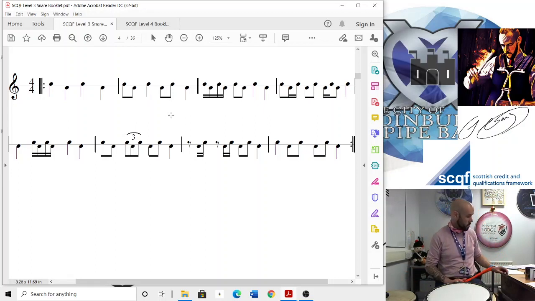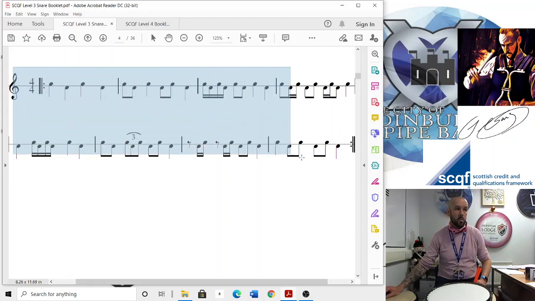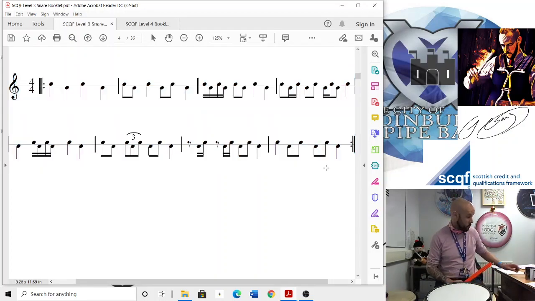Done. So we're ready to do the whole exercise, top to bottom. So the whole 4-4 exercise with the repeat. And then that's the whole page done. Let's do it. 1, 2, go.